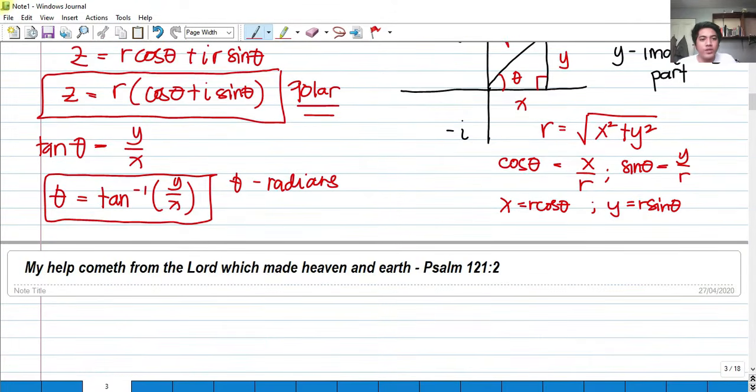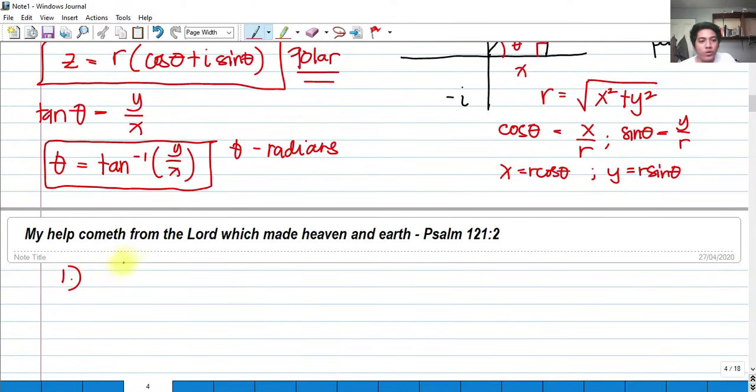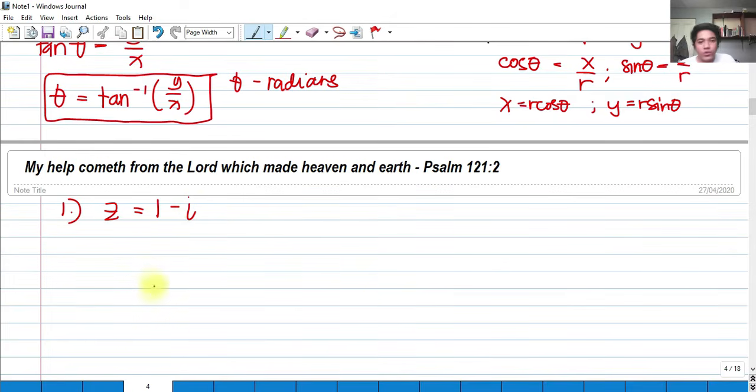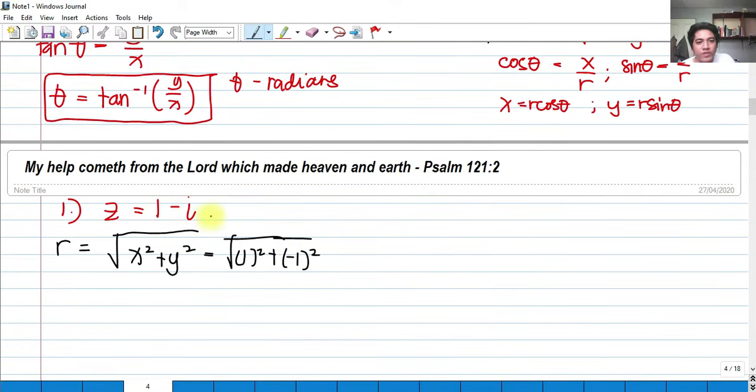So let's try to solve some problems involving how we are going to convert complex numbers into polar form. We know that this is in rectangular form, 1 minus i. How do we convert this into polar form? The solution is that we first get the r. Again, r is the square root of x squared plus y squared. In this case, our x is 1 squared, the coefficient of x, plus negative 1 squared, the coefficient of the imaginary part.